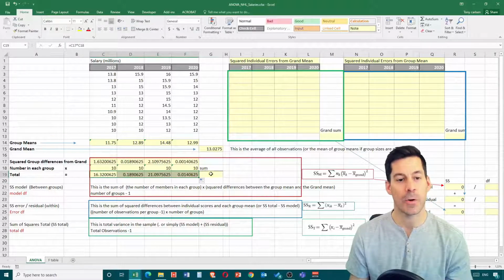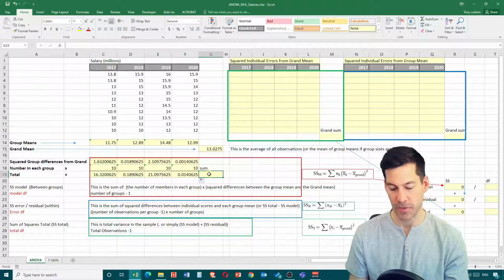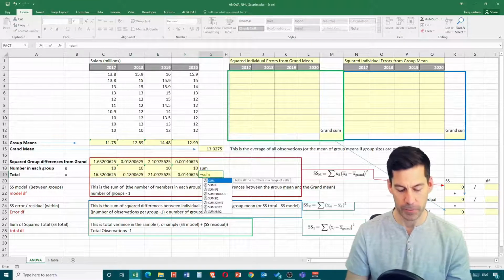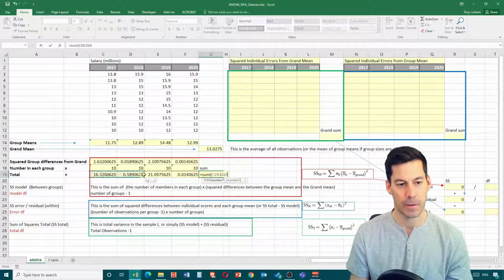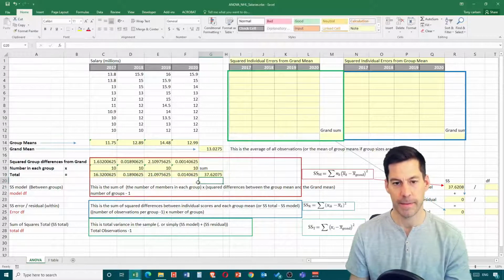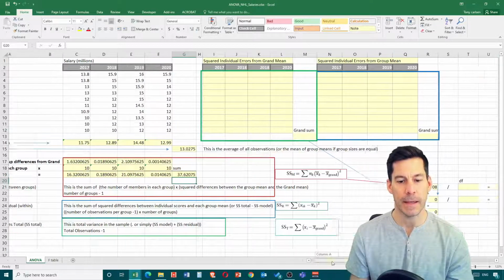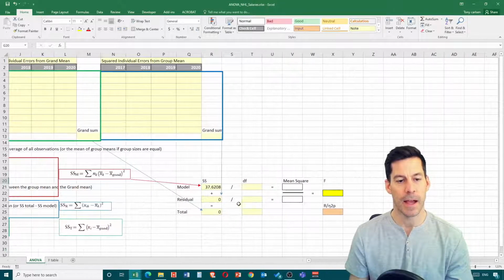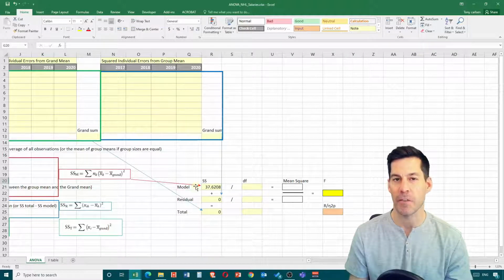Finally, in order to get the sum, I just want to take the sum of all of those. Drag that over, hit sum. What we can see is that it's automatically updated this value over here. Now we've got a model sum of squares of 37.62.